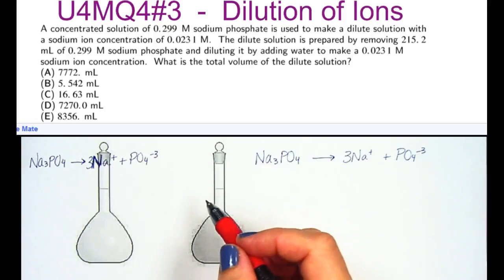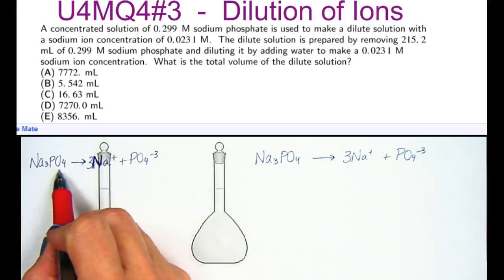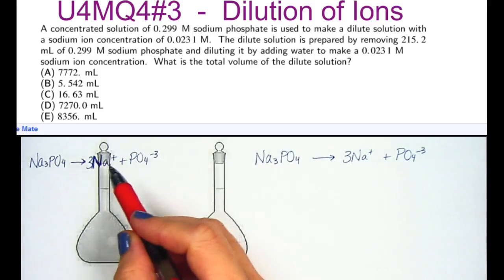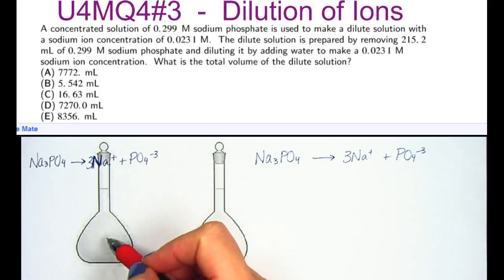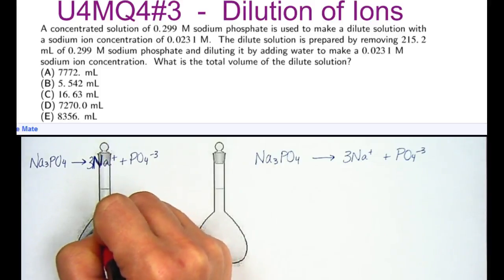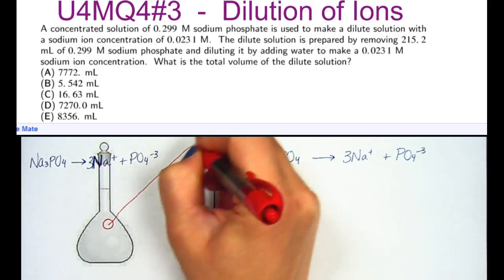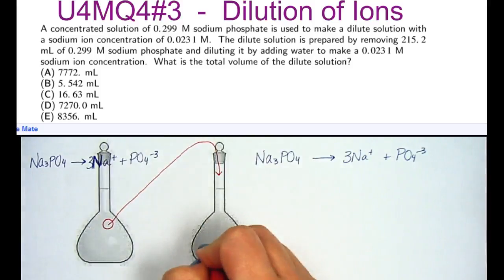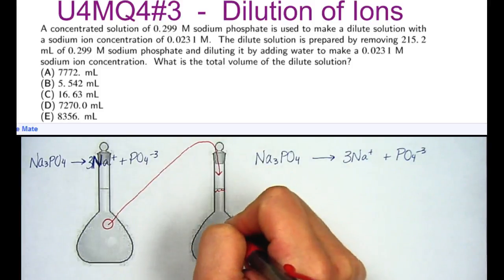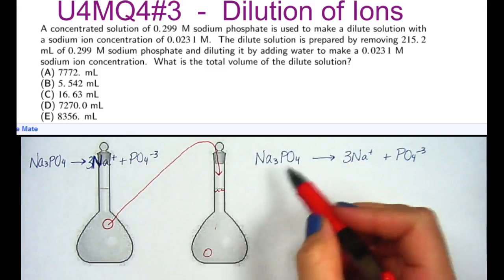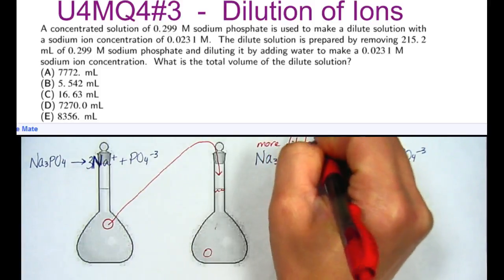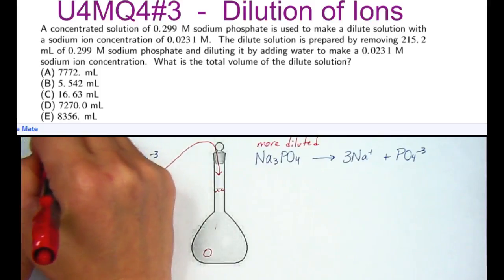So this is a dilution scenario where we have sodium phosphate solution and we have an original concentration and its ions in the first flask. Then we're going to take some of what's in this flask and move it into this flask and then fill it the rest of the way up with water. And then we'll have a second solution that's more diluted of the sodium phosphate solution. So this is the more diluted version, and this is the original or stock solution.